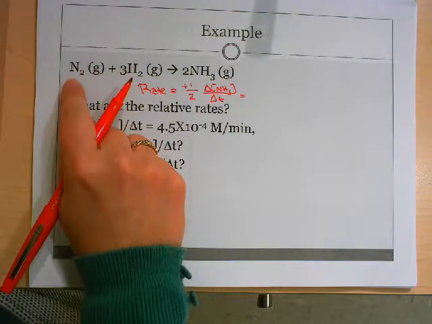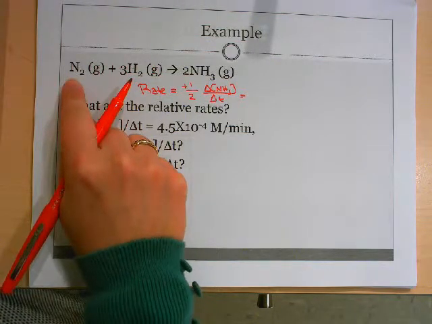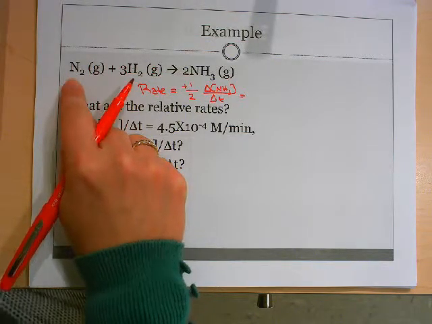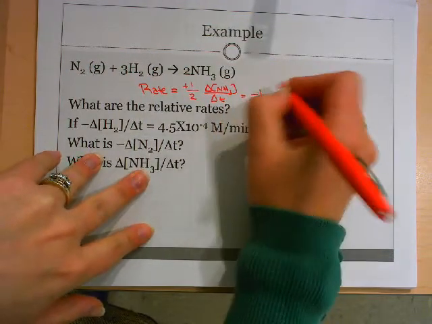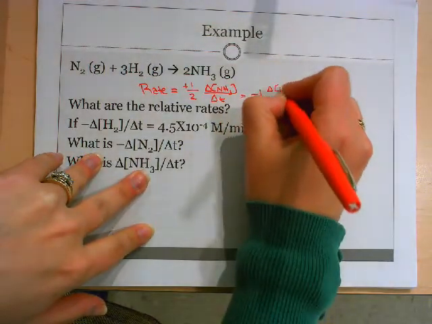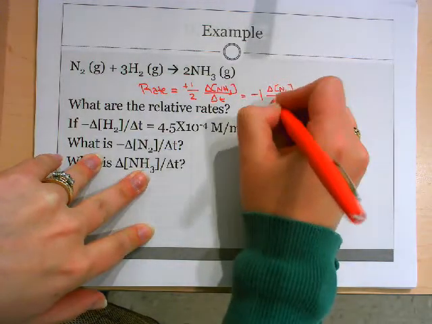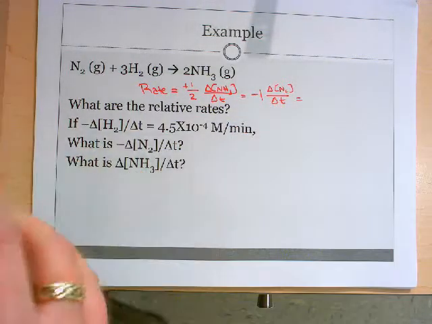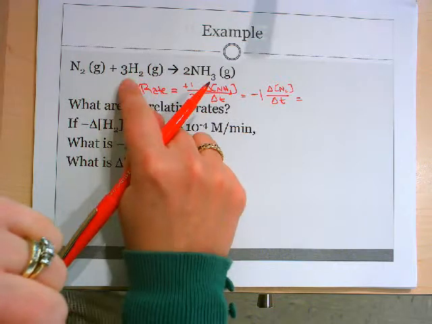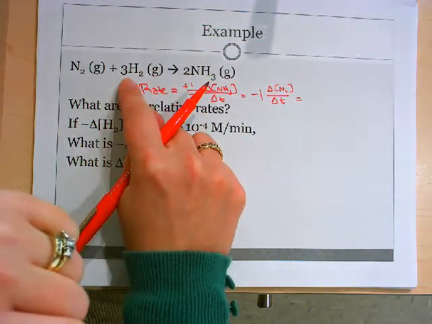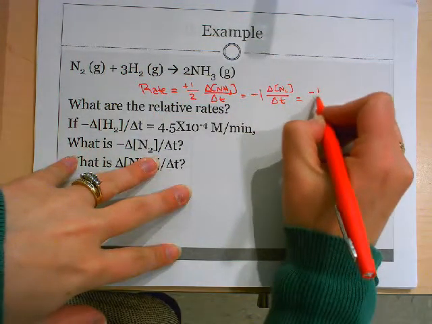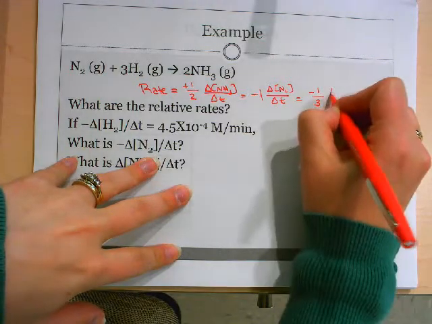Alright, looking at the nitrogen, what should its fraction with its sign be? Yep, -1. And then what should my hydrogen fraction be? Yep, -1/3.